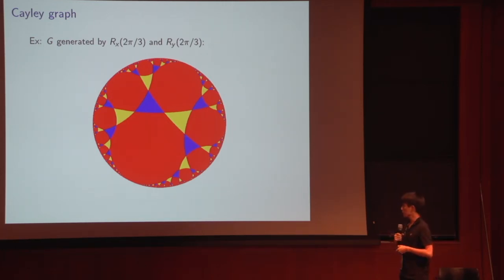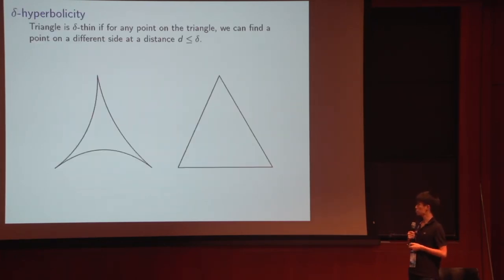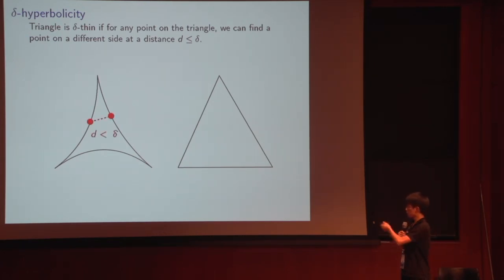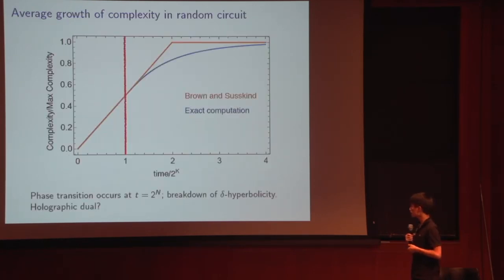So more generally, we can ask about negative curvature on a graph, and this is formalized by the notion of delta hyperbolicity, which basically says that triangles in negatively curved spaces look more like the ones on the left than the ones on the right. More formally, if you take any point on a triangle, you can find another point on a different side of the triangle at a distance less than delta. So this formalizes this notion of negative curvature.